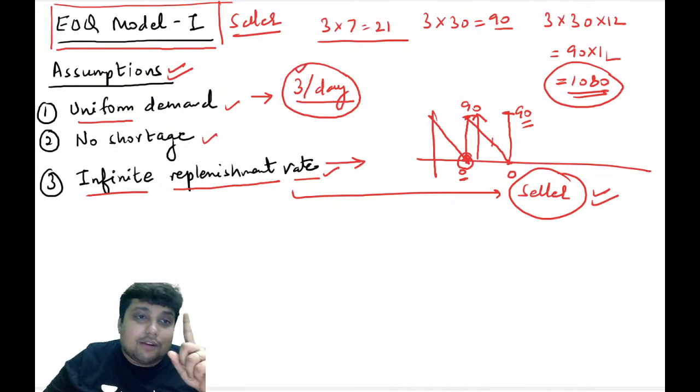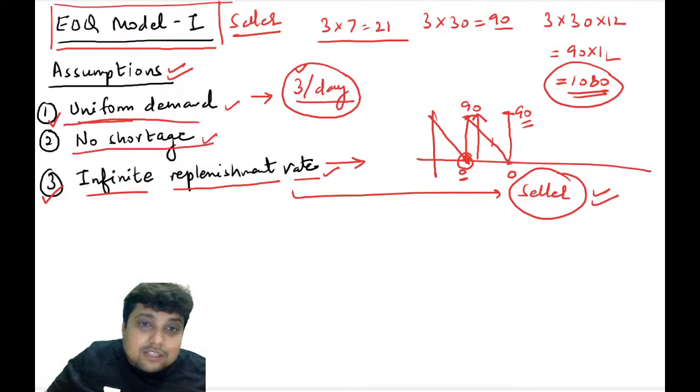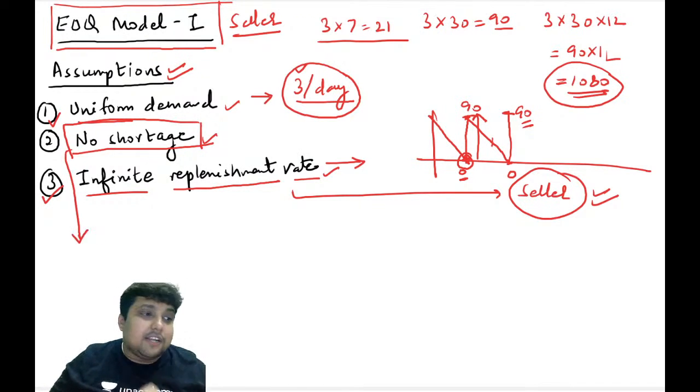The number one assumption was that the demand will remain uniform. Number two assumption is infinite replenishment rate, and dosto, the third assumption, no shortage. This is the most important assumption of the lot. What does it mean? What does it mean?